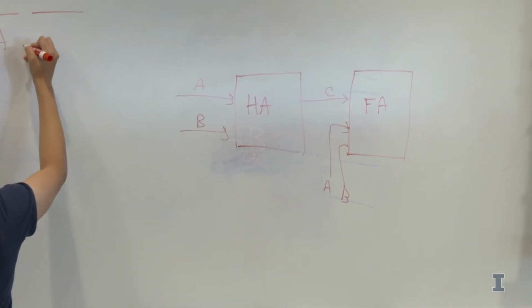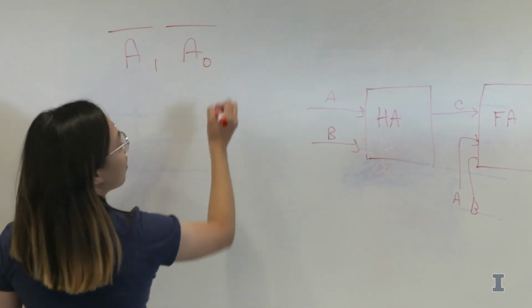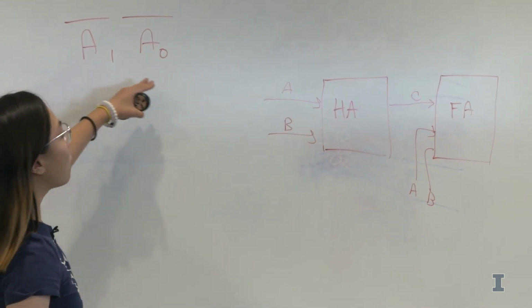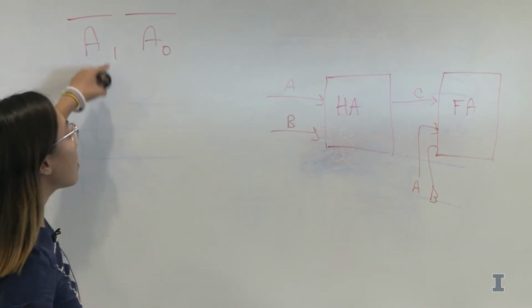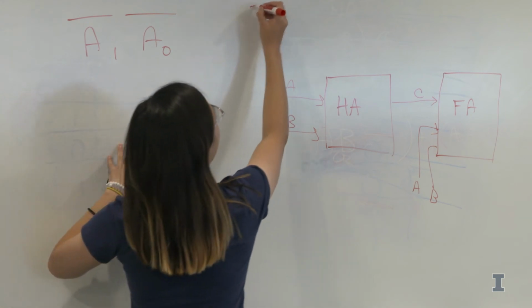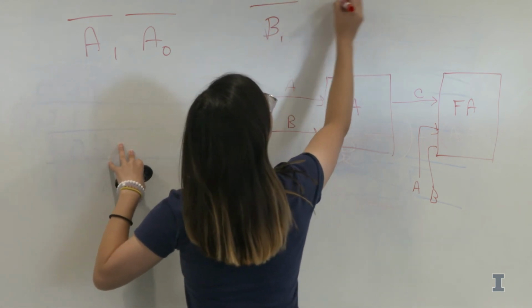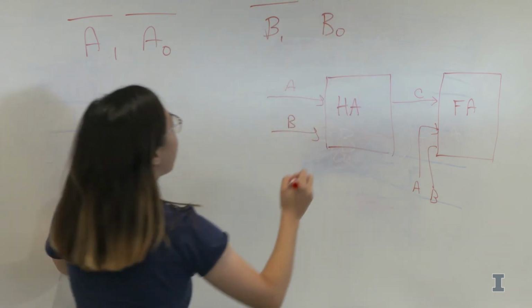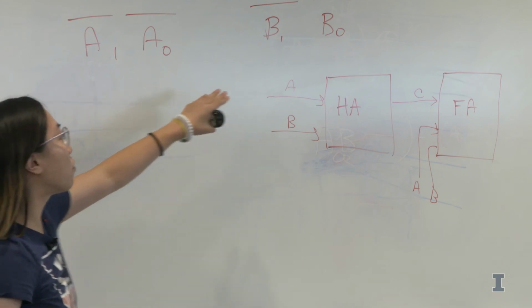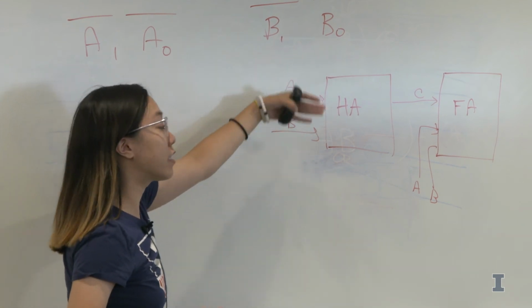So this is going to be our first number, A1, A0. Those are going to be our digits, so the ones place and the twos place. And then we're going to have B1, B0. Those are the ones place and the twos place of the second number.